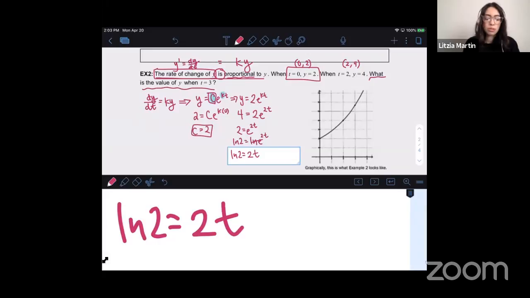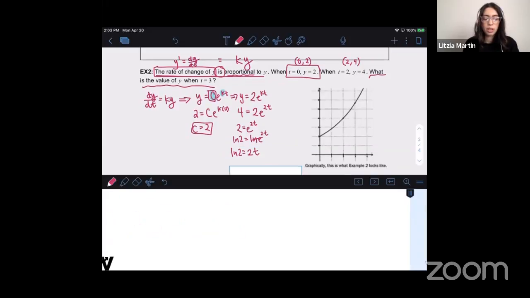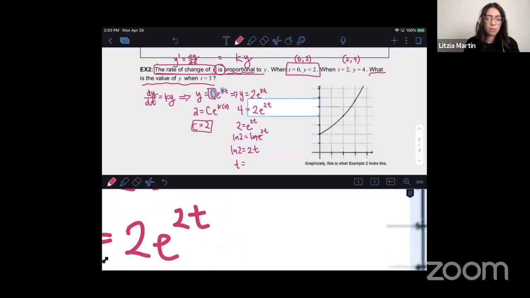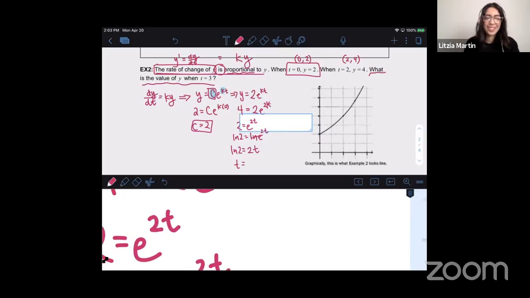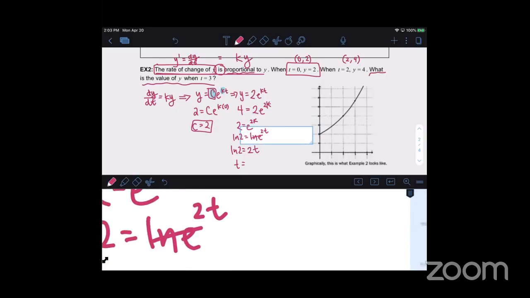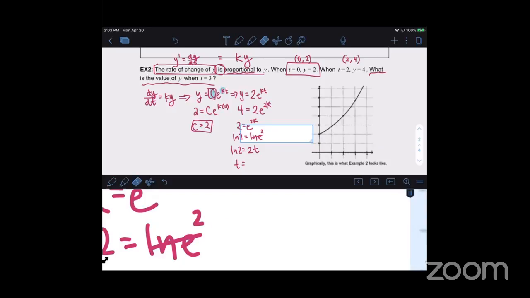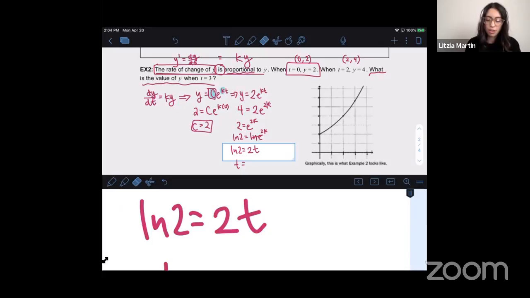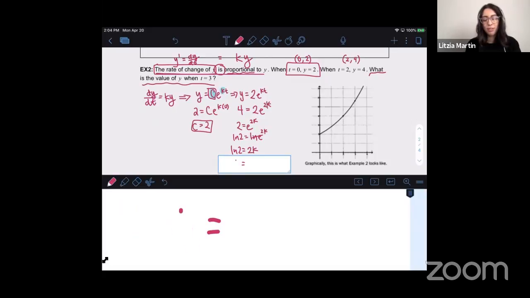Divide by 2. Oh, sorry. Where did I lose? This should be a k. I was testing you all, making sure you were following. We're supposed to be solving for k. I plugged 2 in for t. So k is equal to ln of 2 divided by 2.